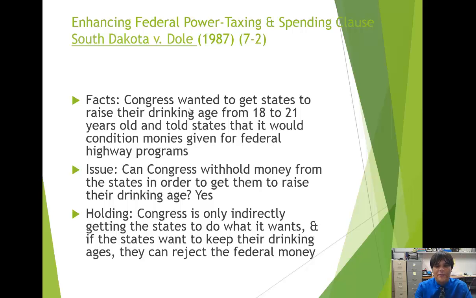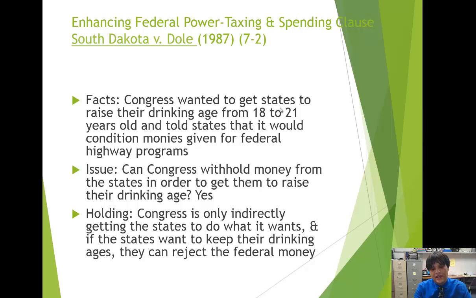So what's more important, the drinking age at 18 or having nice roads? And most states liked having nice roads, so they gave in and raised the drinking age. So I'm sure there's certain health issues behind the drinking age as well, but really when you look at why the drinking age is 21 now, it's because states wanted new roads. They wanted nice roads to have. And so South Dakota versus Dole is the Supreme Court case that addresses that.